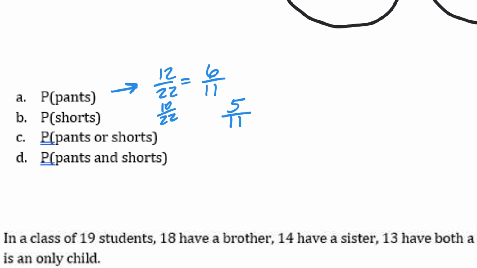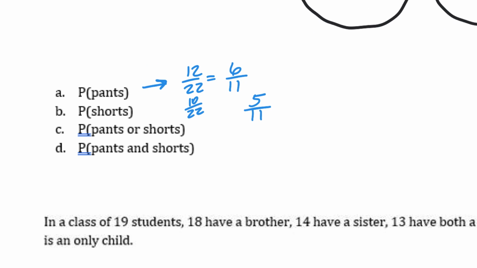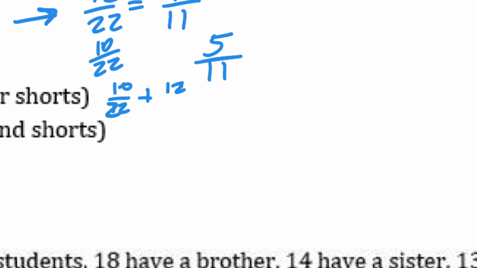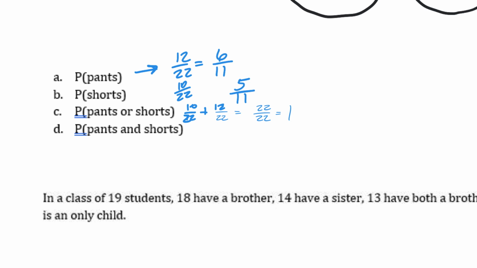All right, what is the probability of selecting shorts or pants? Well, 10 out of 22 are wearing shorts, plus the 12 out of 22 that are wearing pants. So that is 22 out of 22. So the probability is 1. You're going to select a student that is wearing pants or shorts.